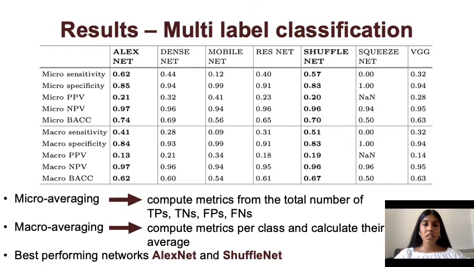In the second table, the results obtained for the multi-label classification task can be seen for the 7 state-of-the-art employed classification networks. In this case, the metrics were computed following two conventional methods, micro-averaging and macro-averaging. Micro-averaging computes the statistics from the total number of true positives, true negatives, false positives, and false negatives, while macro-averaging computes the metrics per class and then calculates their average. For the multi-label classification, the best performing networks were AlexNet and ShuffleNet, which obtained sensitivity higher than 41%, specificity higher than 83%, and balanced accuracy higher than 62%.